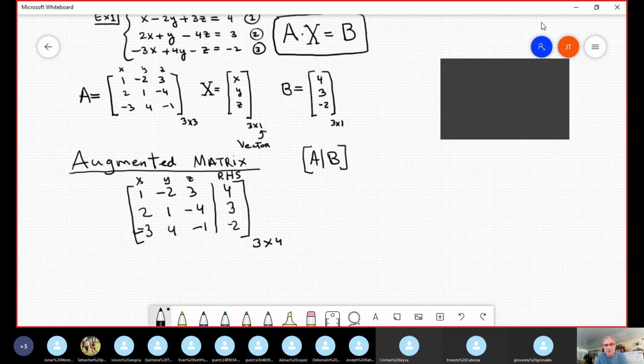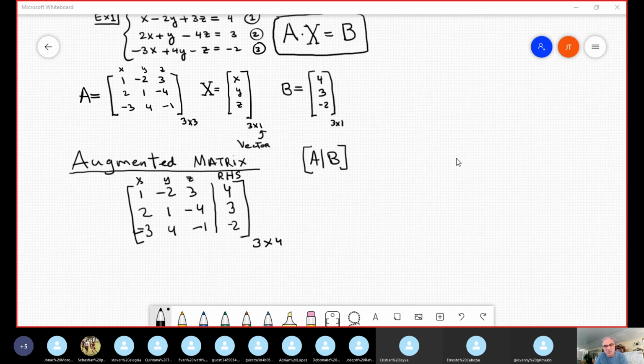Let me complicate your life a little bit, not too much. Let me put a weird example, and you help me find the augmented matrix associated with the system. Okay, let me erase the board.